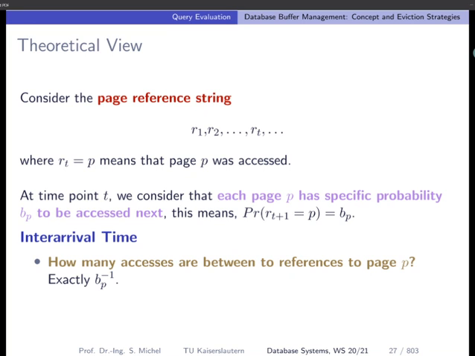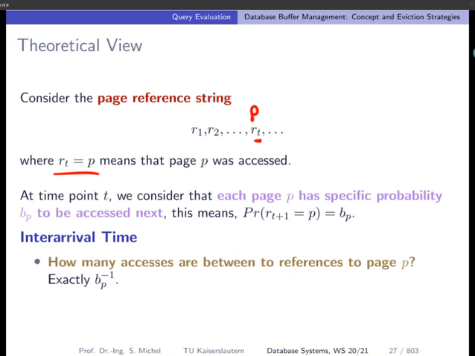Let's have a look at a bit more theoretical view on this problem. Whenever we have a page reference string, and the references are denoted with R1, R2, RT, the subscript here denotes the time, so we have time t currently. The notation is the following: if in the string we look at one time point, that means there was a page access at this time point. For instance, here would be page P accessed on reference RT at time point T.